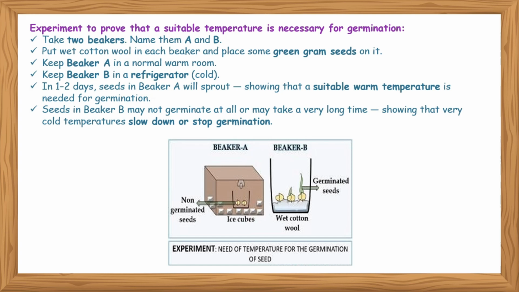But seeds in beaker B may not germinate at all or may take a very long time, showing that very cold temperatures slow down or can stop germination. So this is the image showing the experiment on the need of temperature for the germination of seeds.